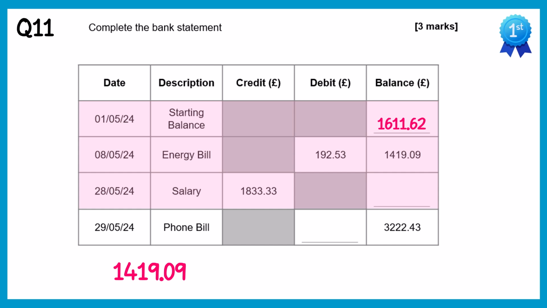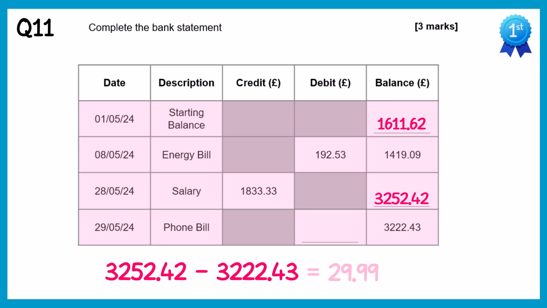£1,419.09, but we're going to be paid our salary, so we can add that to the bank balance. This gives you a new balance of £3,252.42. Finally, in the last row, we have a phone bill, which is a debit, but we don't know how much that debit was, but we do know the new balance. So to work out the value of the debit, we can just subtract the balances. So if we take the original balance and subtract the new balance, we find that the debit was £29.99.